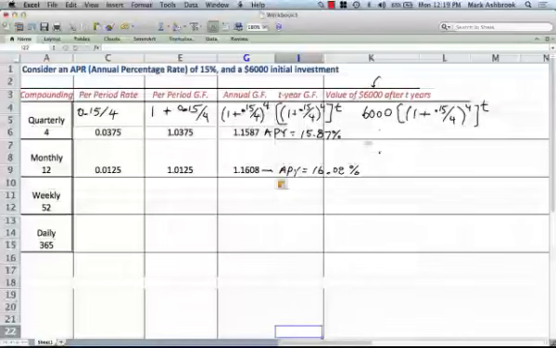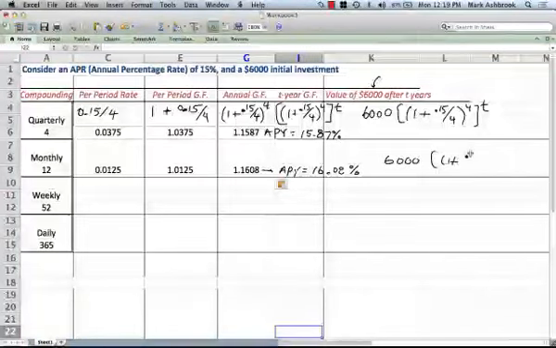So the value of 6,000 after T years. I'm not going to write all that in, but let's just do this. How would I get the value of 6,000 after T years with monthly compounding? Gage, you're up. Did you get it? For the last part? Yep. 6,000 times 1 plus 0.15 divided by 12. And how about just that?